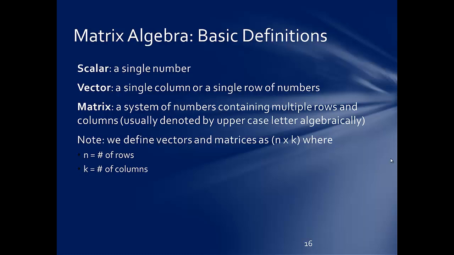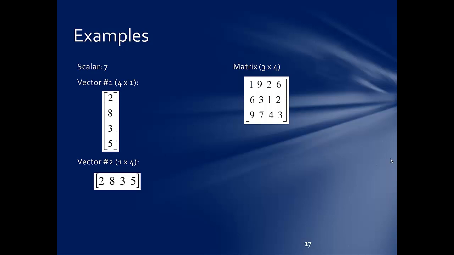First definition, a scalar is a single number. A vector is a single column or a single row of numbers. A matrix is a system of numbers containing multiple rows and columns, usually denoted by uppercase letters algebraically. As a note, we can define vectors and matrices as n by k, where n represents the number of rows and k represents the number of columns.